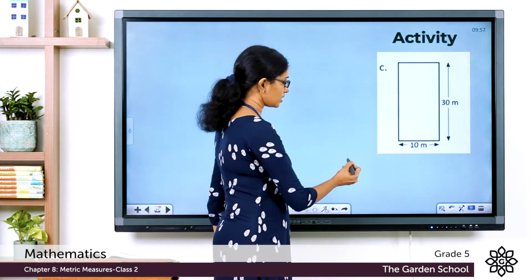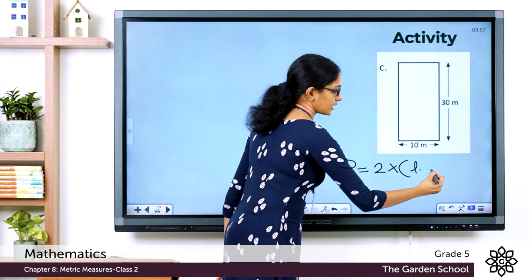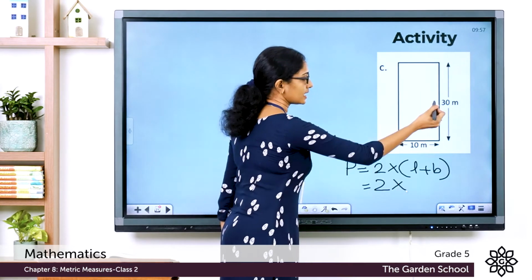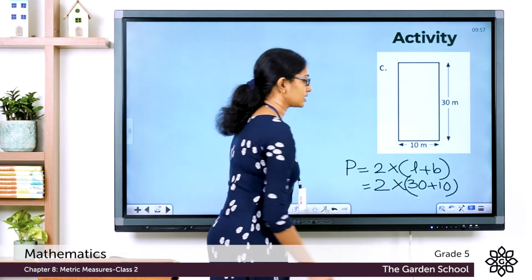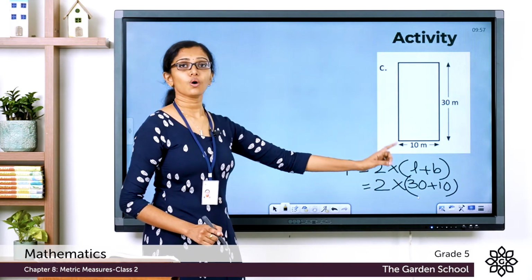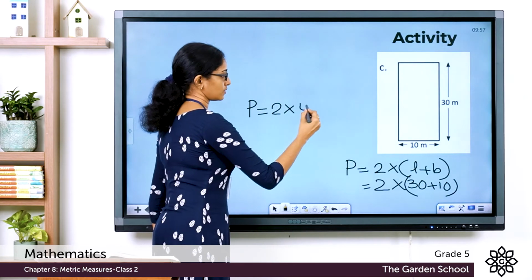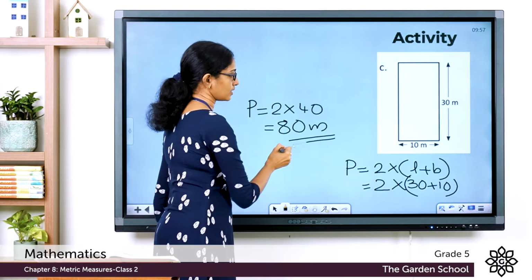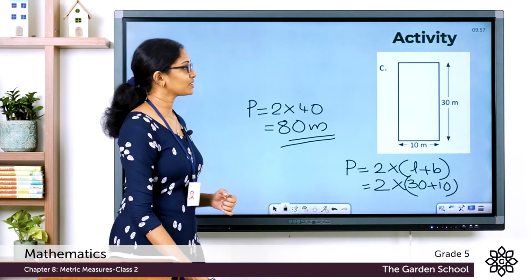So here the perimeter would be equal to 2 into (L plus B), which is equal to 2 into, what is L here? 30, and breadth here is 10, and 30 plus 10 you have to do first, which is given in the brackets, which is equal to 40. So the perimeter here is equal to 2 times 40, which is equal to 80 meter. Why? Because here the dimensions are given in meters. I hope these examples are clear to you.